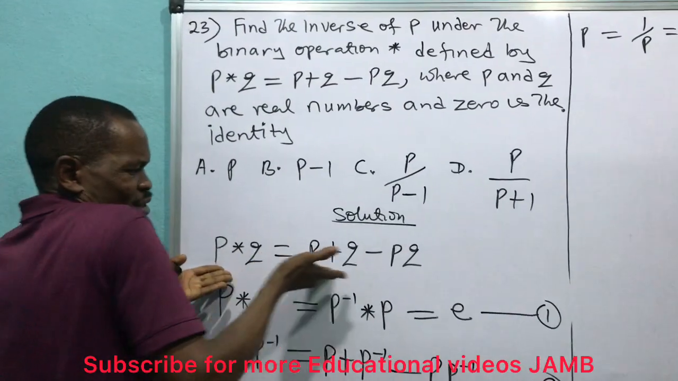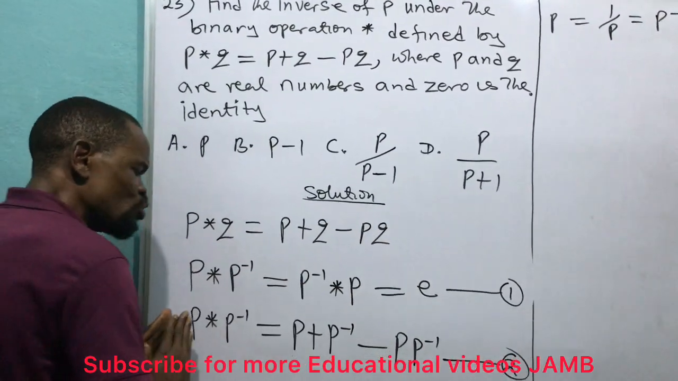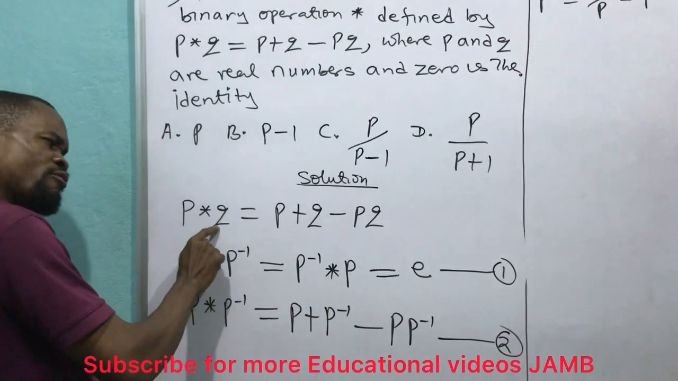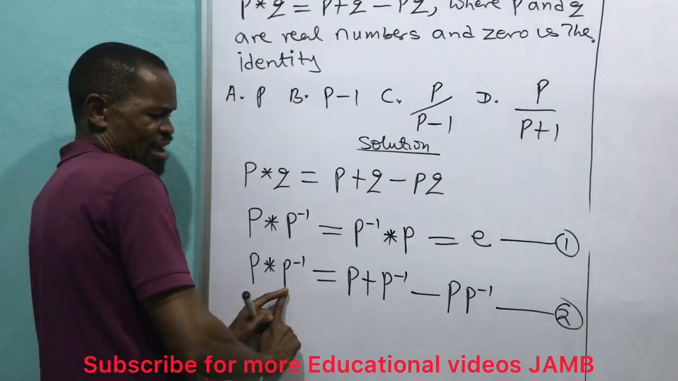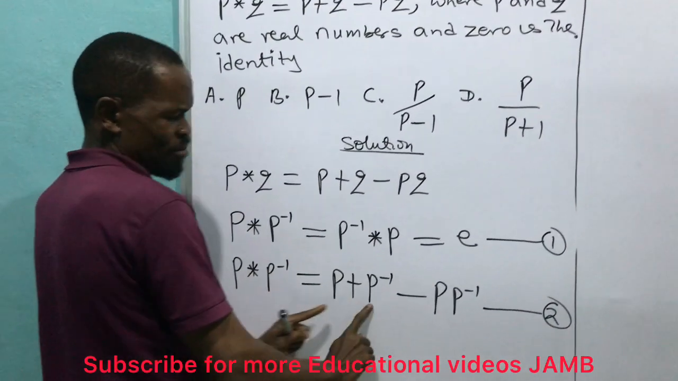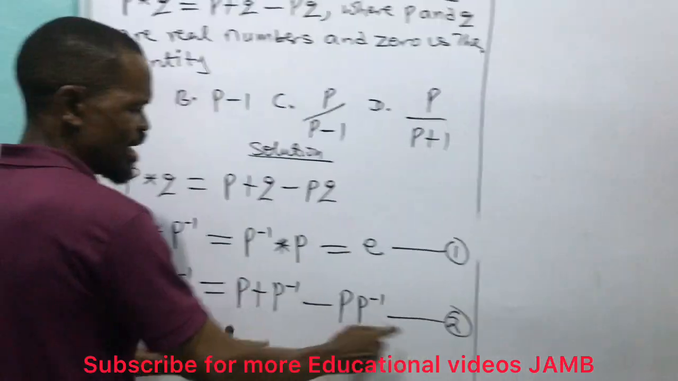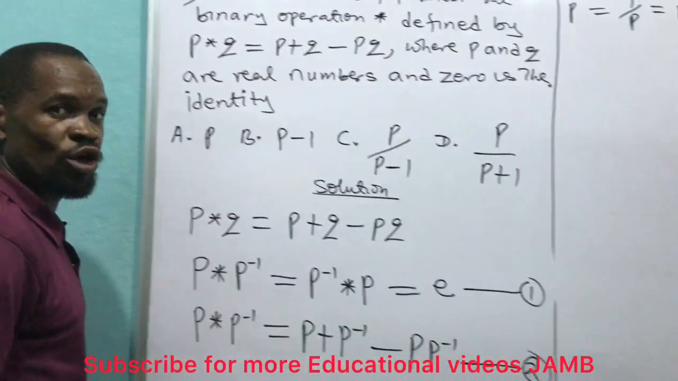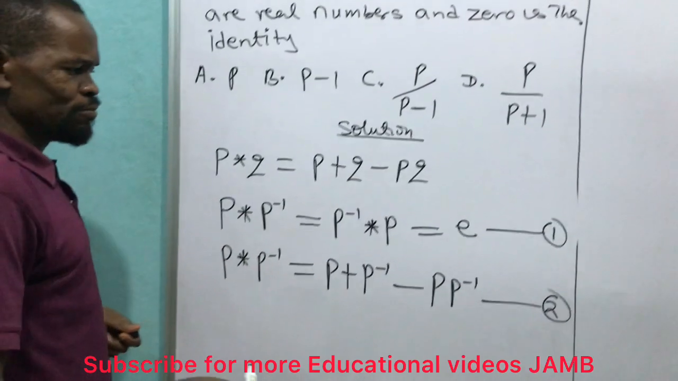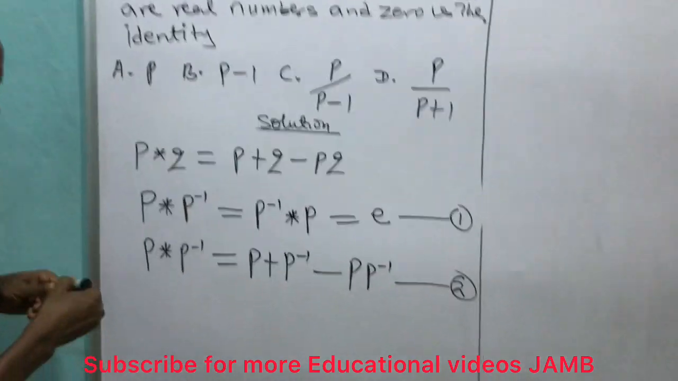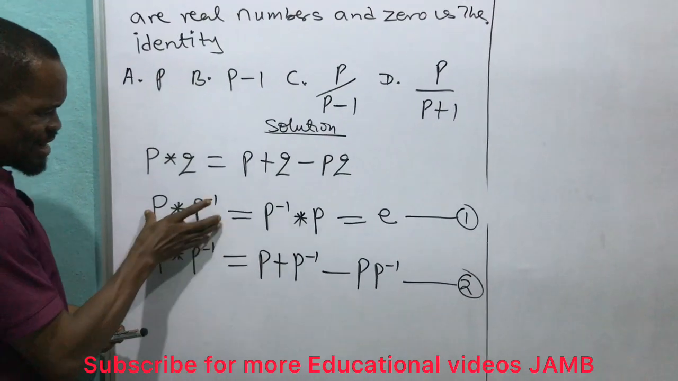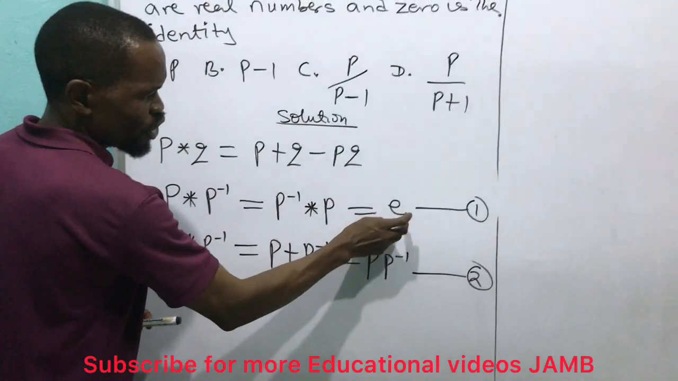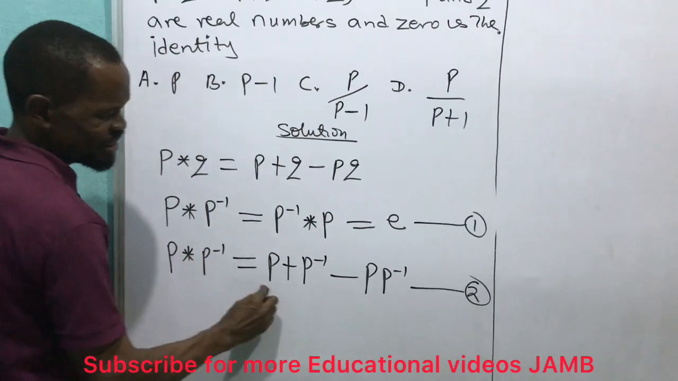After I have done that, that's my equation 1. Then I will go back to that same equation and substitute the inverse of P, removing Q and putting the inverse of P there. Any place I see Q, I remove it and put the inverse of P there. I have it as equation 2. Then now, after I have done that, you can see that this one is now equal to Q.